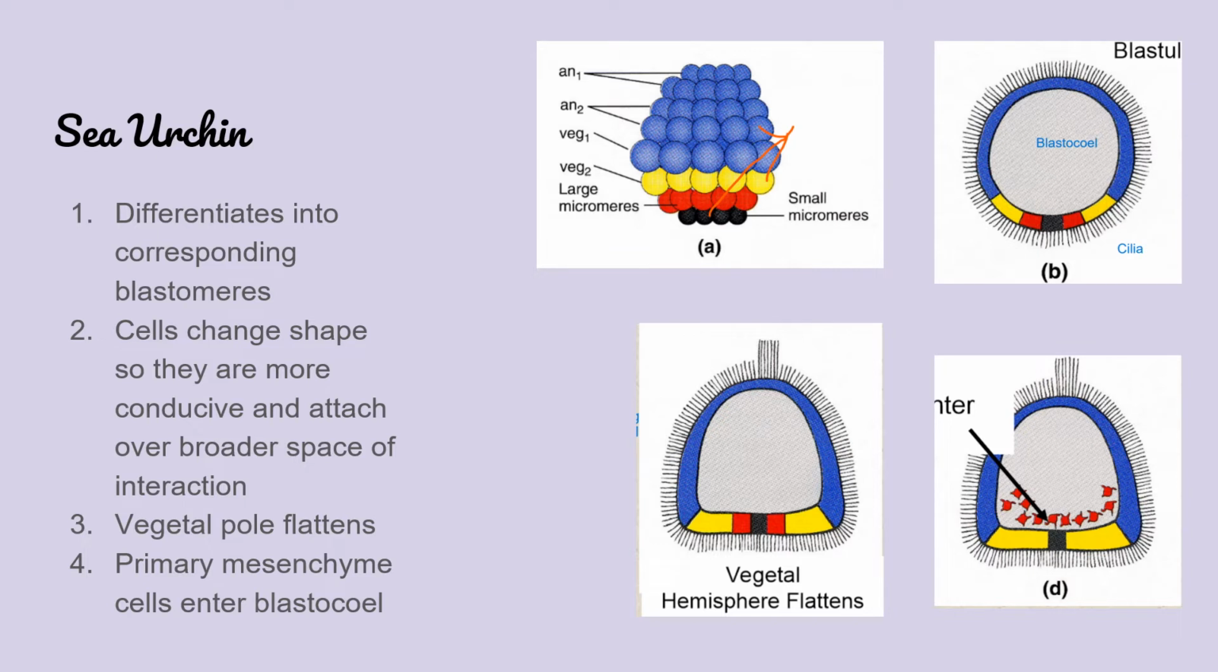So here, like we talked about before, we end with these different blastomeres that are formed. And then they're going to move into this circular shape just to make them more conducive and have that interaction between the different cell types. And then here we have our blastocoel in the center. And then here our vegetal hemisphere is going to flatten. And then we'll have our primary mesenchyme cells enter this blastocoel.